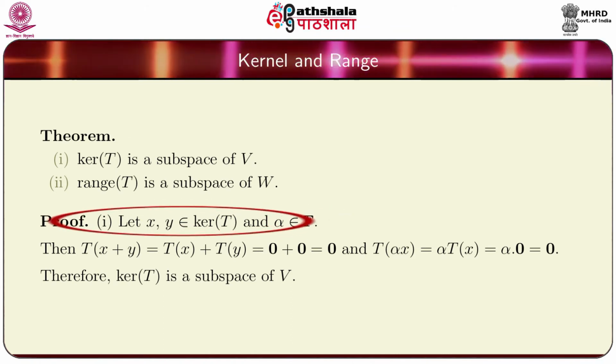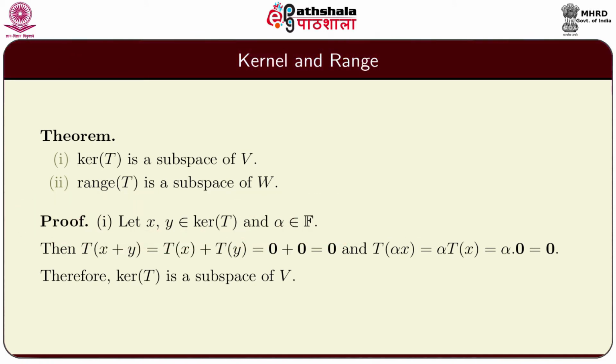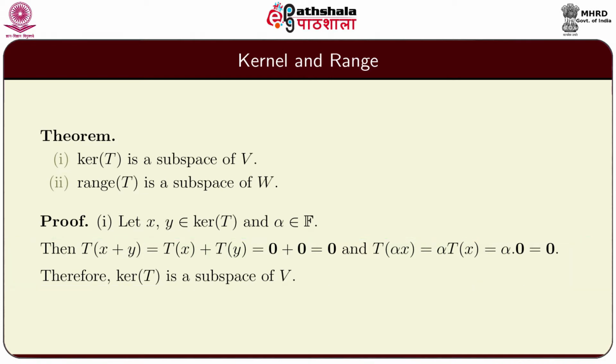Now, if we take any two vectors x and y in kernel T and a scalar alpha in F, then T of x plus y is T of x plus T of y. So, it is 0 plus 0 because x and y are in the kernel of T, and therefore, T of x plus y is also 0. This shows that x plus y belongs to kernel T, and T of alpha x is alpha Tx. This is by homogeneity of T, and that is alpha times 0, that is 0. Therefore, alpha x is also in kernel T. We have therefore proved that kernel T is a subspace of V.